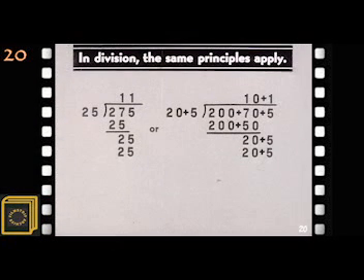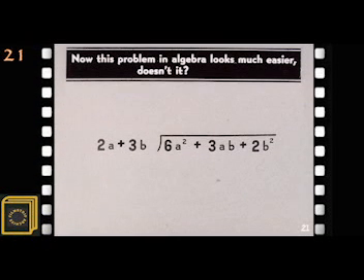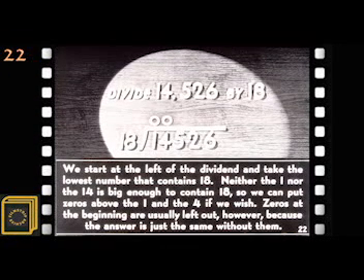In division, the same principles apply. Now this problem in algebra looks much easier, doesn't it? Divide 14,526 by 18. We start at the left of the dividend and take the lowest number that contains 18. Neither the 1 nor the 14 is big enough to contain 18, so we can put zeros above the 1 and 4 if we wish. Zeros at the beginning are usually left out, however, because the answer is just the same without them.